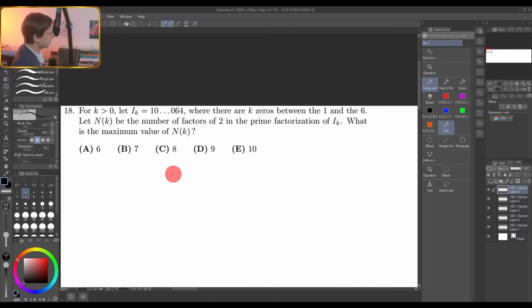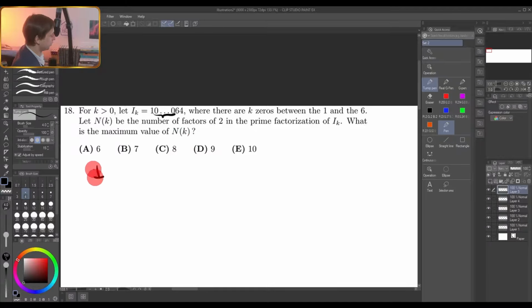So, for k greater than 0, let ik be the number 1, 0, 0, 0, 64, where there are k zeros between 1 and 6. So you have k zeros here. Let nk be the number of factors of 2 in the prime factorization of ik. What is the maximum value of nk?